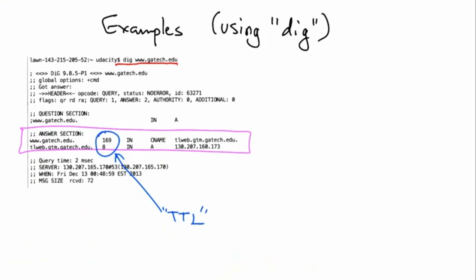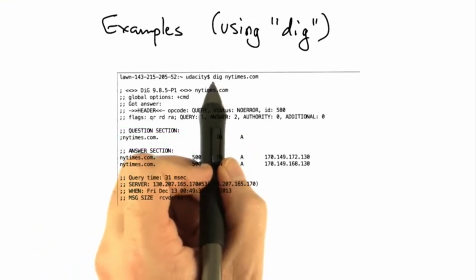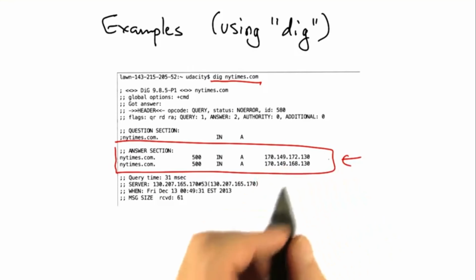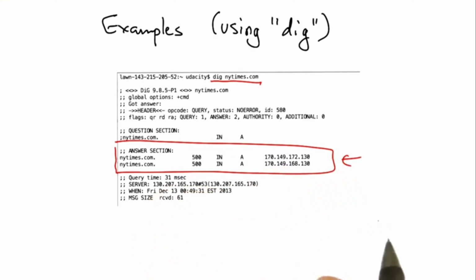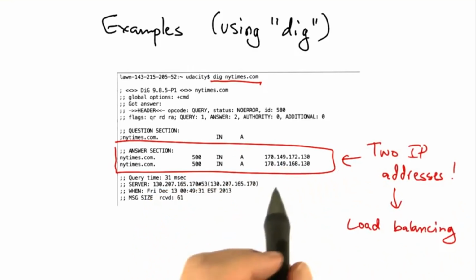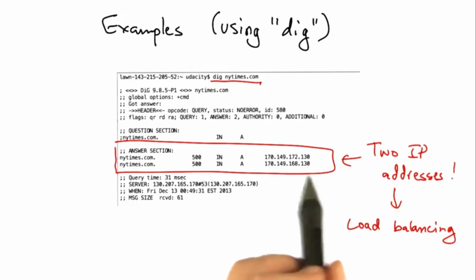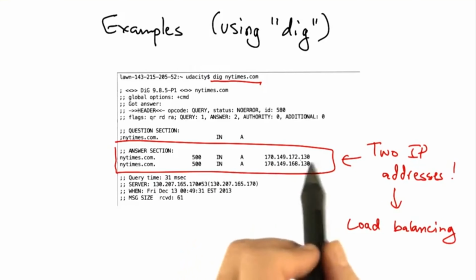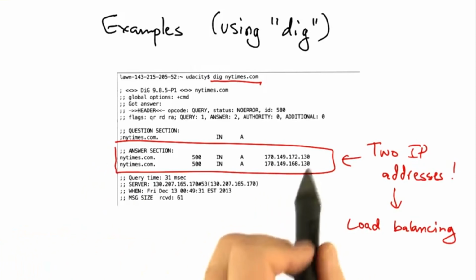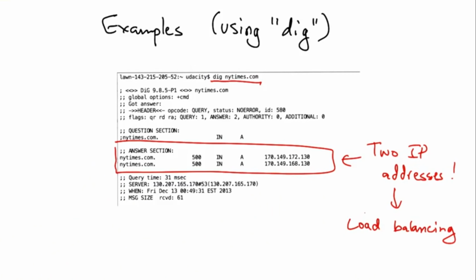These numbers here indicate the time to live, or the amount of time in seconds that the entry can be stored in the cache. Here's another example of a DNS lookup for nytimes.com. The interesting thing to note here is that in response to the A record query, we see two IP addresses. This is typically performed when a service wants to perform load balancing. So the client could use either one of these. It might prefer the first one, but if we issued the same query again, we might actually get these IP addresses in a different order.